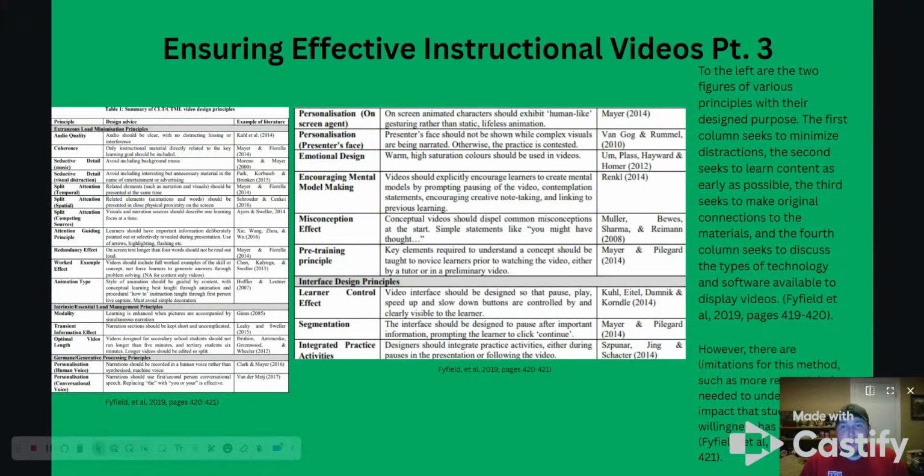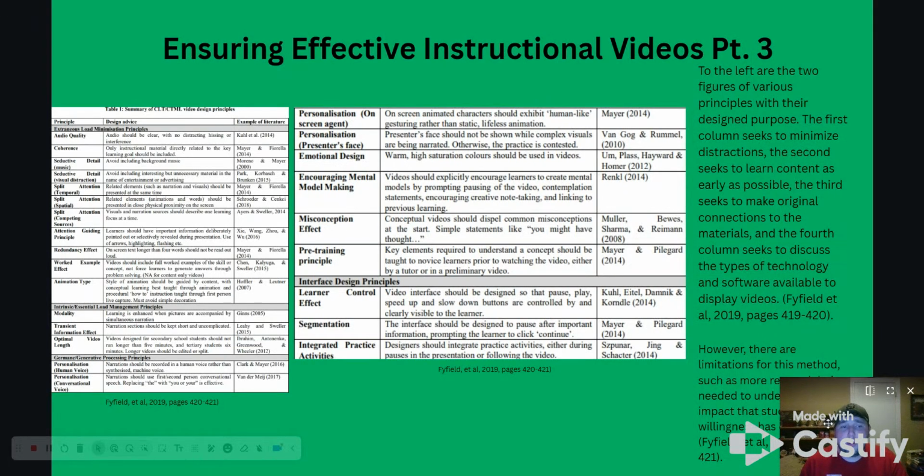Part 3. So these are 2 screenshots of those tables with the principles for Fifield et al. And so, the first column seeks to minimize distractions in the learning environments. The second column seeks to learn content as early as possible. The third seeks to make original connections to the materials. And the fourth and last column seeks to discuss the types of technology and software available to display videos.